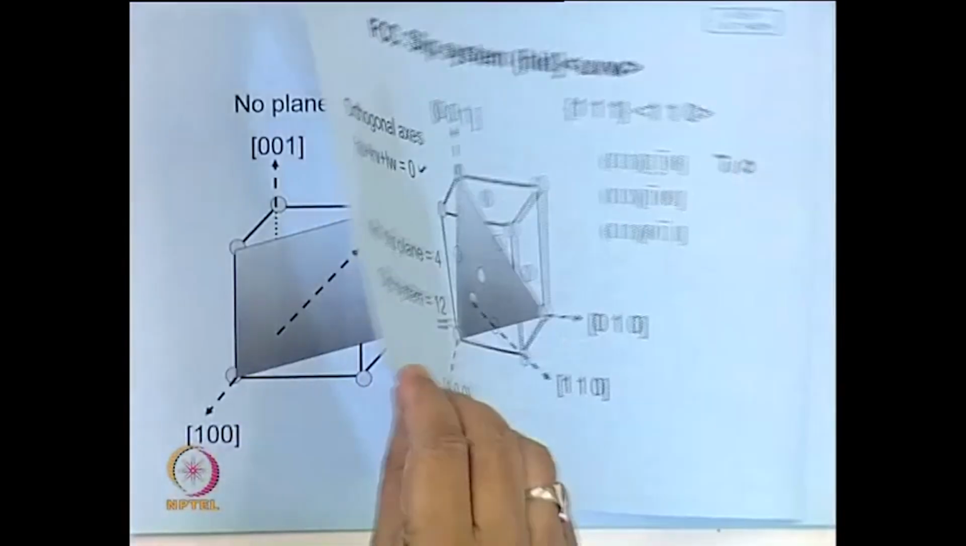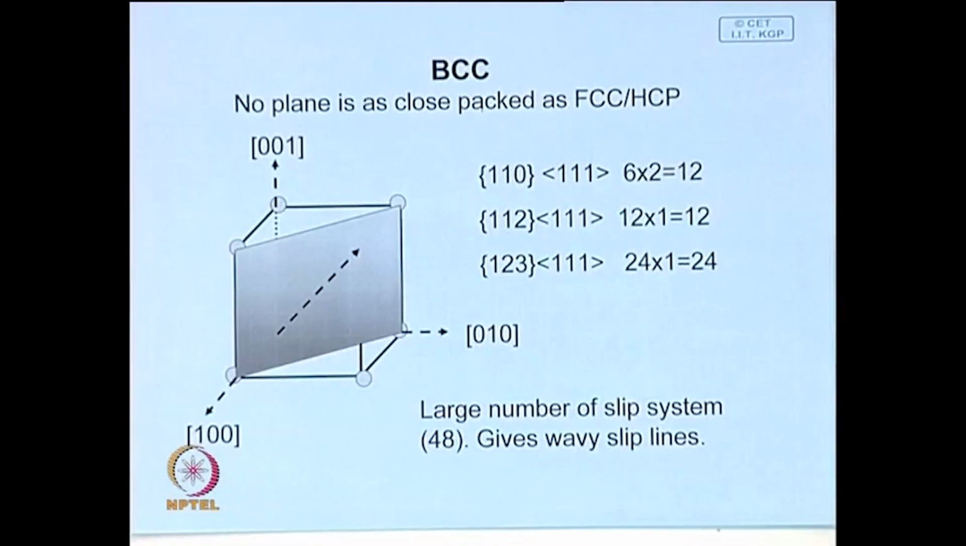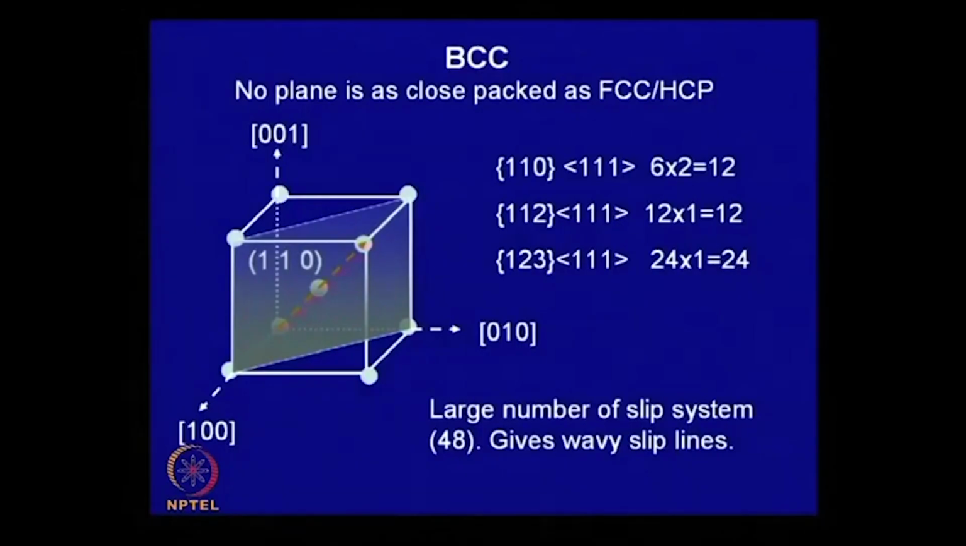So, same thing you can do for BCC crystal, but for BCC crystal, if you calculate the atomic density, here the close packed plane is 1 1 0. So, which is shown here, this is 1 1 0, the close packed plane, and the close packed direction is this diagonal of the cube. So, in FCC the face diagonal was the close packed direction, in BCC the cube diagonal is the close packed direction, this is 1 1 1.